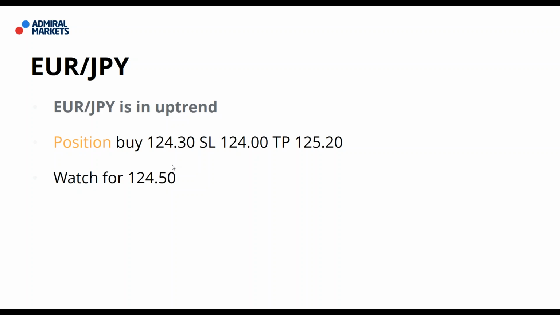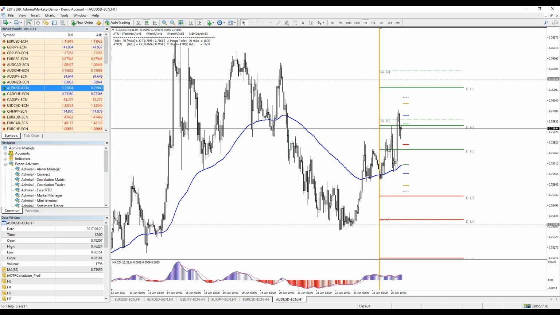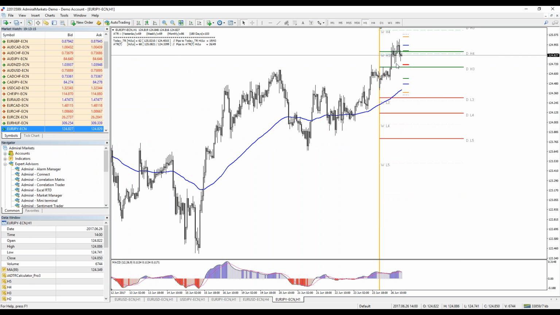this is a possible buying opportunity. 124.30, stop is 124, TP 125.20. Also watch for 124.50 possible rejection, because we might see rejection, and I already told you that if the price gets here, it might reject.